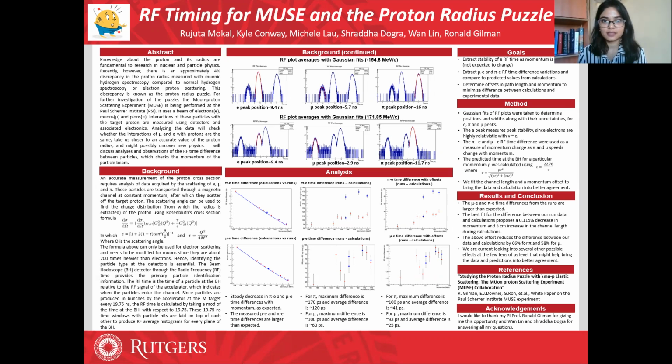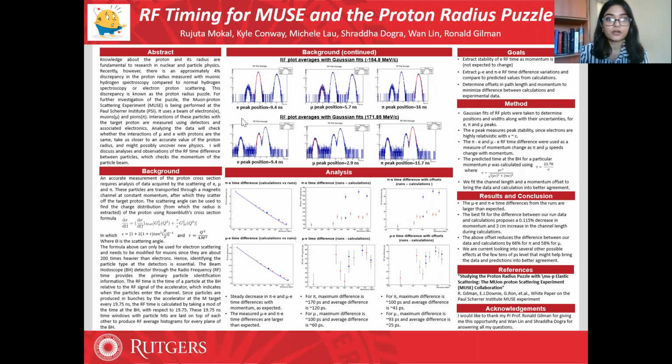But what exactly is this RF time? Our beam particles are produced when a proton beam hits a carbon plate. Some of these beam particles enter our channel about every 19.75 nanoseconds. The RF signal is generated by an accelerator located at the beginning of our channel. So for our RF time, we consider the time of flight of these particles from the beginning of the channel to the end of the channel at the beam hodoscope. And then we take this time of flight and mod it with 19.75 to get the RF time.